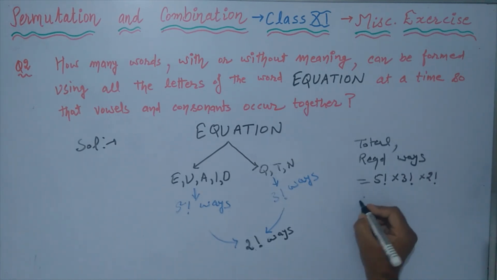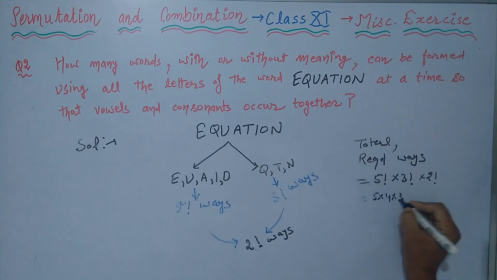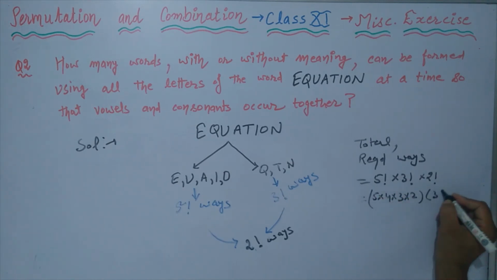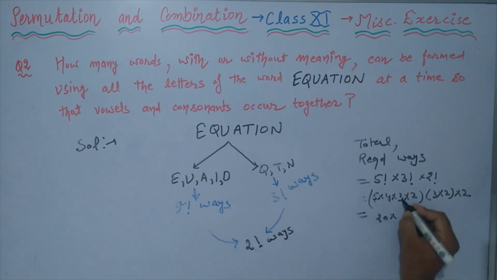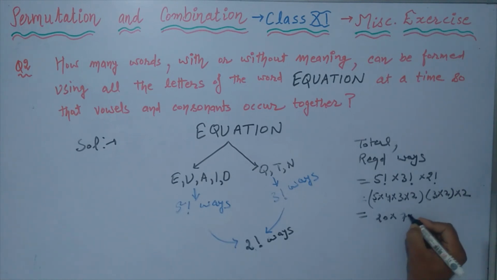That means 5 into 4 into 3 into 2 into 3 into 2 into 2. This is equal to 5 4s are 20 into 3 2s are 6, 6 3s are 18, 18 into 2, 36, 36 into 2, 72. That is equal to 72 into 2, 2 2s are 4, 7 2s are 14, 1440 ways.